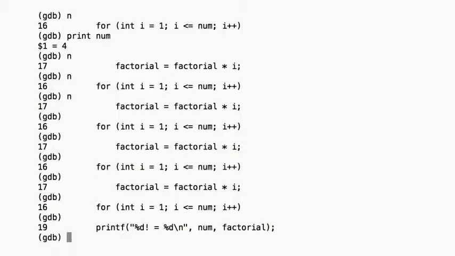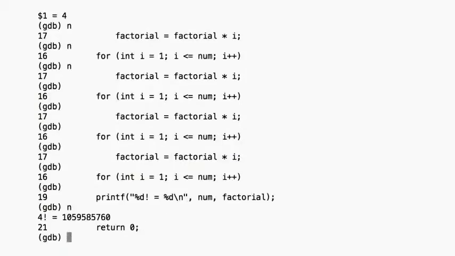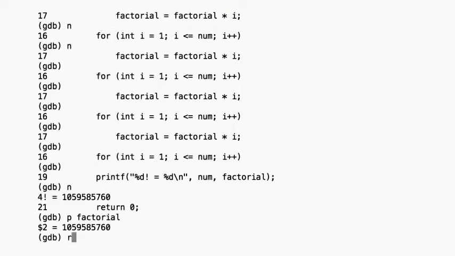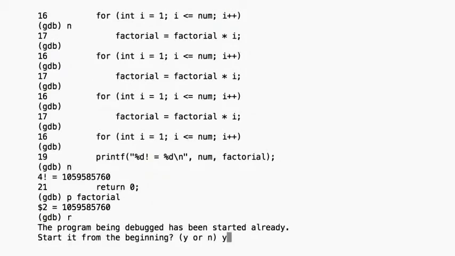Everything seems like it's working, except when we hit next again, we get this huge number instead of 24. If we print out the value of factorial using p, we see that factorial does have this massive number in it. Something's definitely going wrong. At this point, though, we are almost at the end of the program, and it's too late to fix anything. However, we can restart the program by typing r again, and then y to confirm.